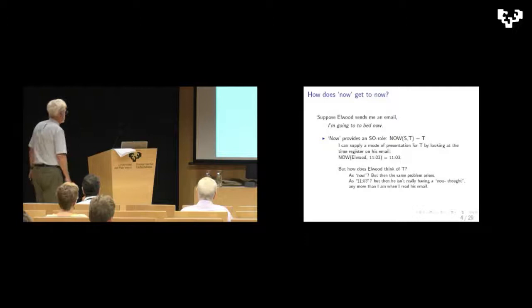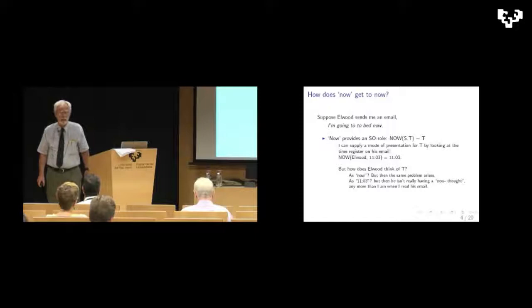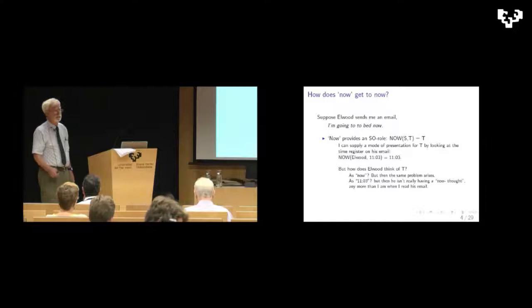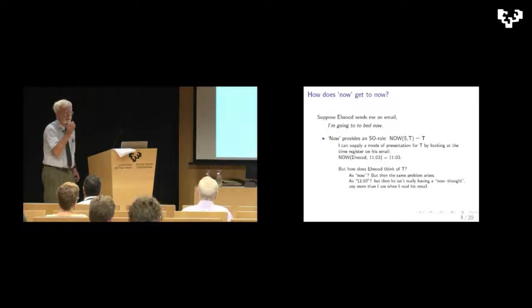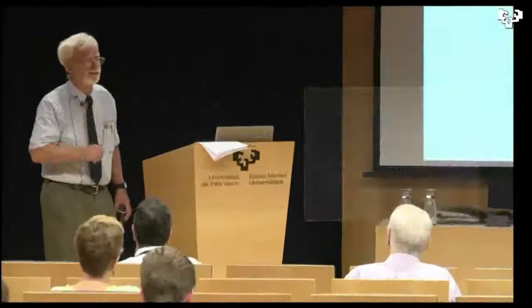But how about Elwood? How did he think of T at the time? So it's 1103. He writes, I'm going to bed now. He doesn't refer to a time unless there's some value for the subject and time of his use of now. Subject isn't relevant, but I just... So how is he thinking of the time that is the argument for the function that now gives us, that takes us to the same time?